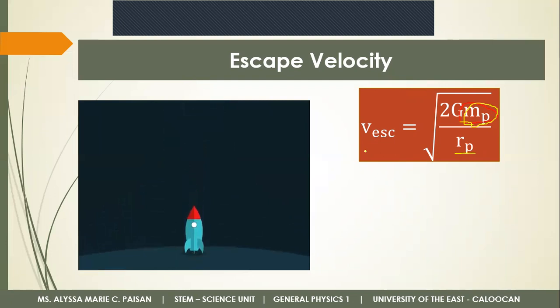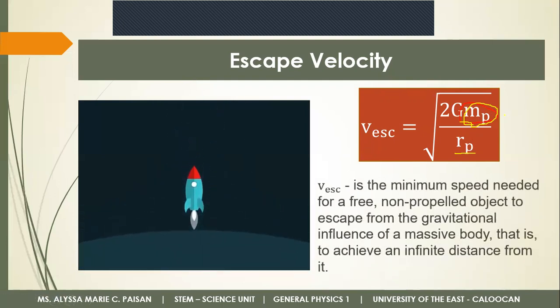So to get the escape velocity, we multiply 2, the universal gravitational constant, and the mass of the planet, and all of that we divide by the radius of the planet, and we get the square root of it. Let's define each variable here. The V escape is our VESC.